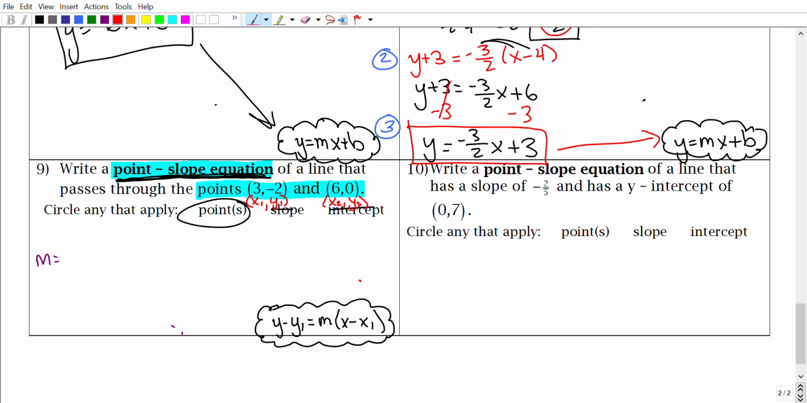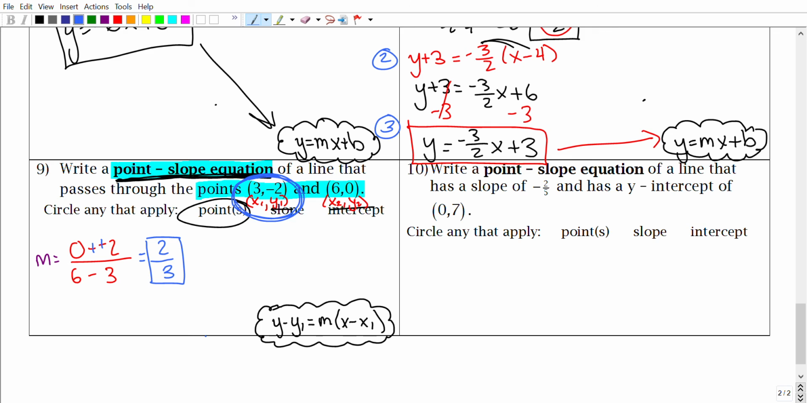Okay, so y2 minus y1. So we have 0 minus negative 2, okay? And we also have 6 minus 3. This minus a negative is the opposite of a negative, which is just a plus 2. 6 minus 3 is a plus 3. So my slope here is 2/3. Now I have points that I can use. I'm going to go ahead and use that one. And I have a new slope here.